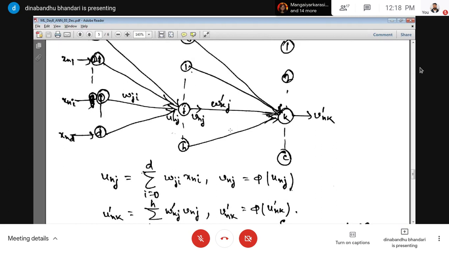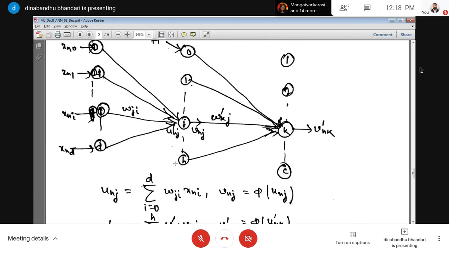Okay, another thing I just forgot. All these nodes will receive input from, or be connected with, all the input nodes, which I have not drawn here. Similarly, here all the nodes receive input from all the nodes in the hidden layer, including this bias.